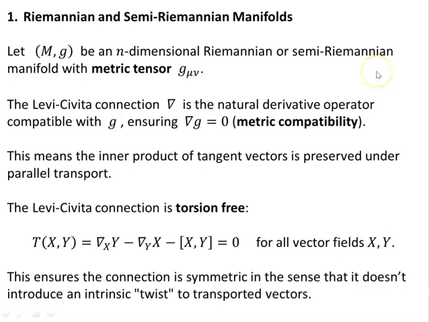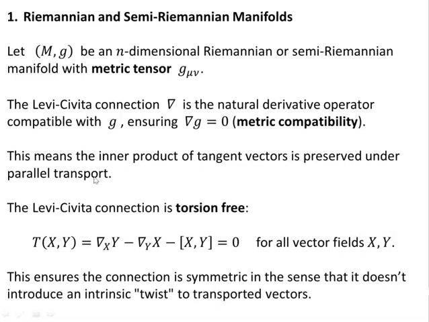Okay, so just a bit of background first. Let's start with Riemannian and semi-Riemannian manifolds. Let the pair (M, g) be an n-dimensional Riemannian or semi-Riemannian manifold with metric tensor g_μν. The Levi-Civita connection, the nabla symbol, is the natural derivative operator compatible with g, so that nabla g equals 0, or metric compatibility. This means the inner product of tangent vectors is preserved under parallel transport.